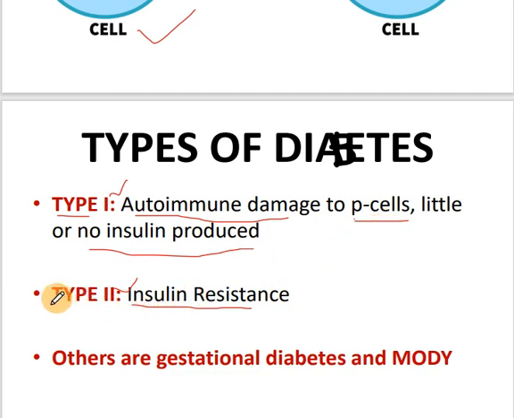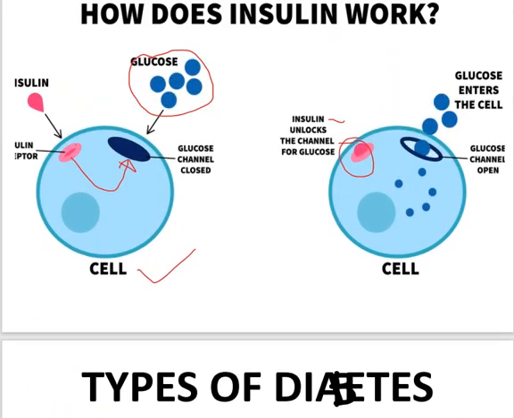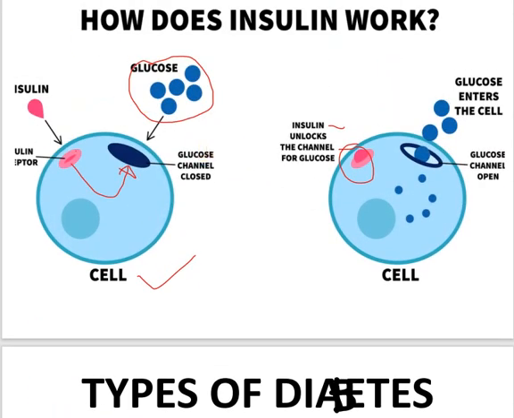The next one, called type 2 diabetes, is not really autoimmune damage, but there the insulin is produced, alright. For type 2, insulin is produced at the end. But what happens is there is an insulin resistance. The resistance can be this insulin not being able to recognize the receptors, or even the insulin binding but not being able to send signals to the channels to open.